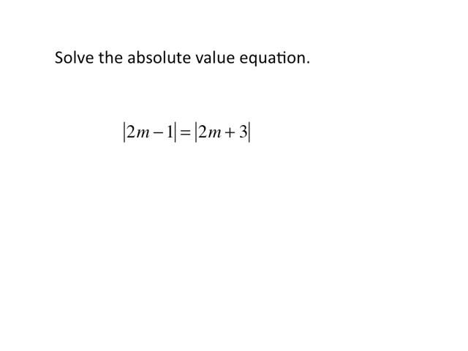Solve the absolute value equation. When we look at this problem, we're thinking of the absolute value of 2m minus 1 as the same distance as the absolute value of 2m plus 3.